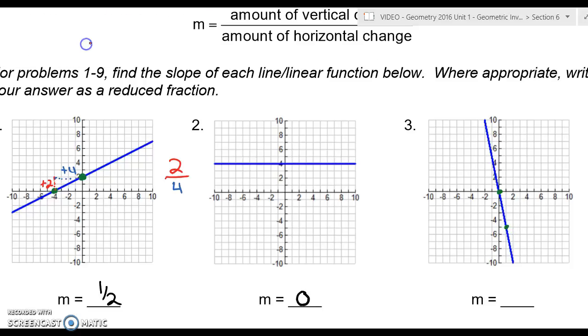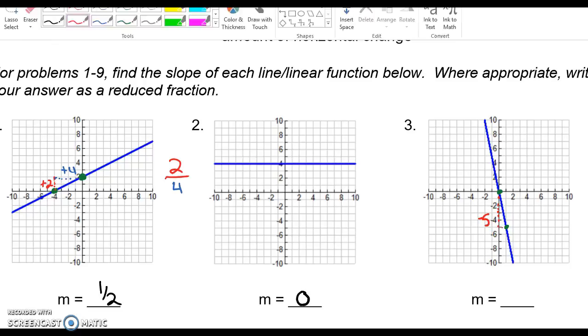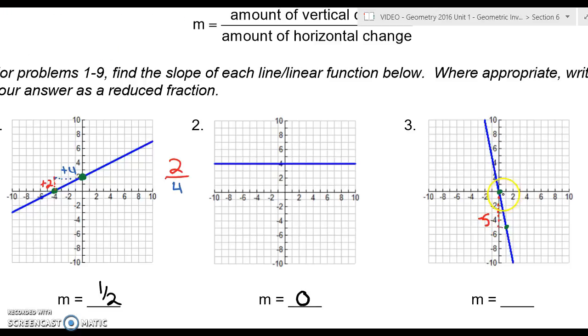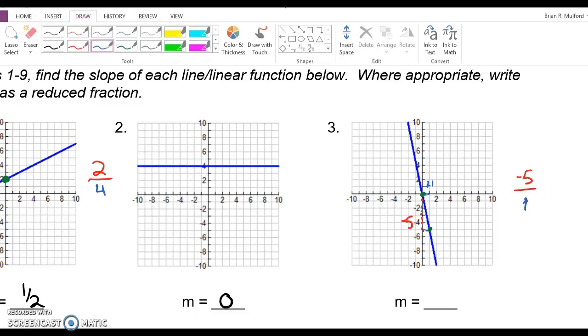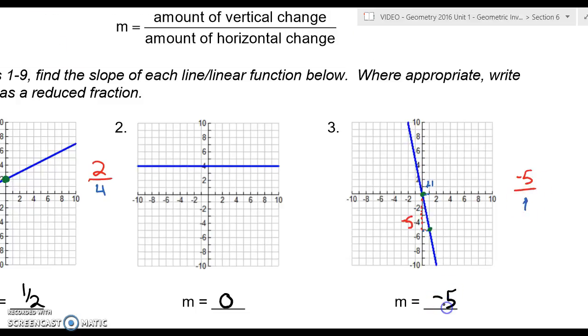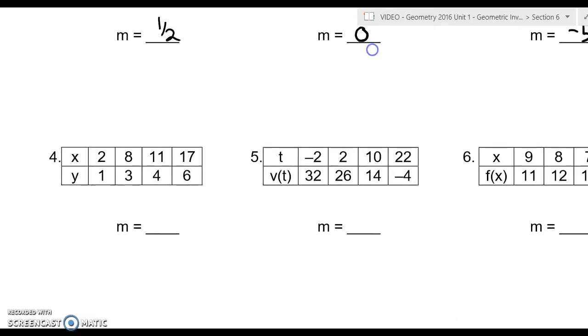So I'm going to find the vertical change. It looks like we're dropping 5. So that's a minus 5. And then our horizontal change is a plus 1. Okay, so our slope then would be negative 5 over 1. And so we're going to know that slope better if we reduce that down as just negative 5. All right, so that's from the graph.